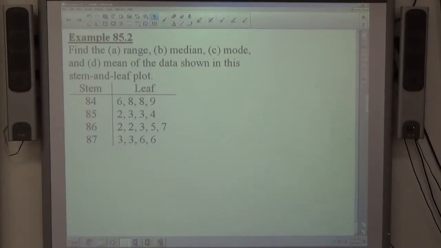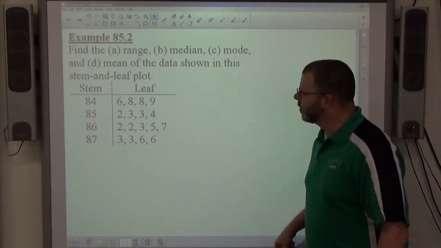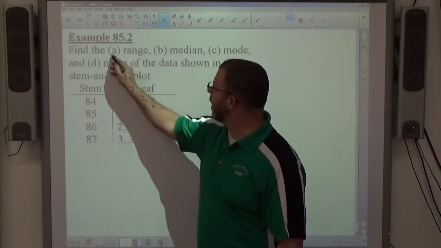Okay, moving on to example 2. This is just your measures of central tendency: the range, median, mode, and mean. The top three, range, median, and mode, are very, very easy to find with stem and leaf plots. The mean's not any easier than just doing the regular stuff. So with that in mind, let's first take a look at range.